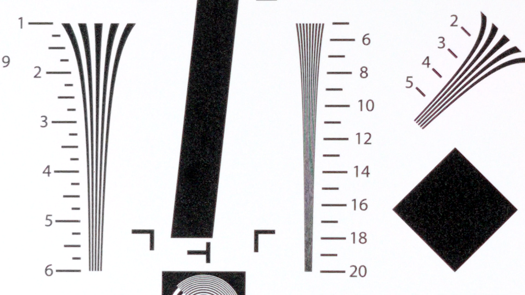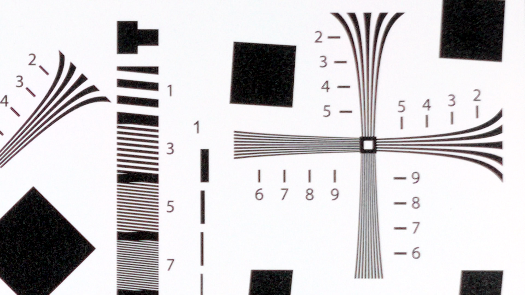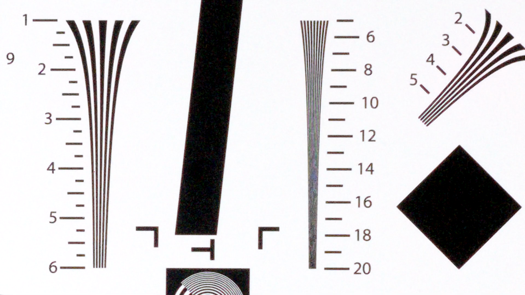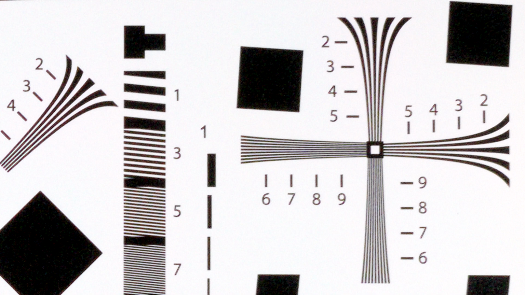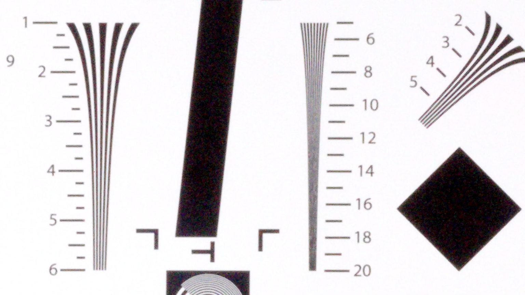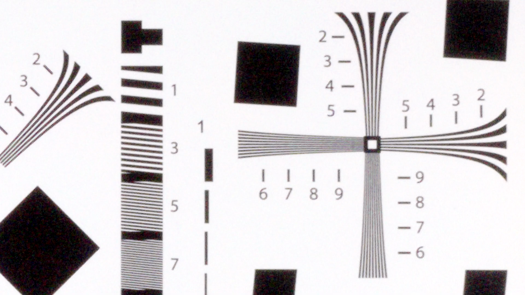I'm going to say around 800-900 lines at the center of the lens at f4, and maybe 550 at the edge. Moving to f8, around 800 lines, and at the edge, 600 lines. At f16, we're looking at maybe 550 lines at the center, and at the edge, around 550 still.